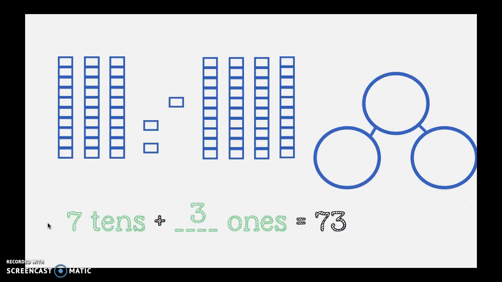Okay, now I need to fill in that number bond with the two parts and the whole amount. What would I put in as the two parts? Yeah, the tens and the ones. So in the first circle, in the first part, I'm going to write 70 because that's the tens. The other one, I'm going to write the ones, 3. I'm going to put them together for the whole amount as 73.